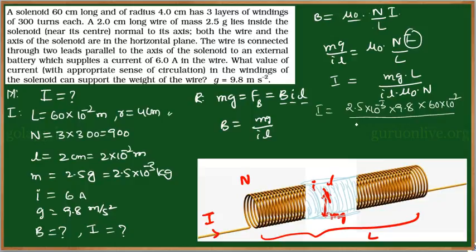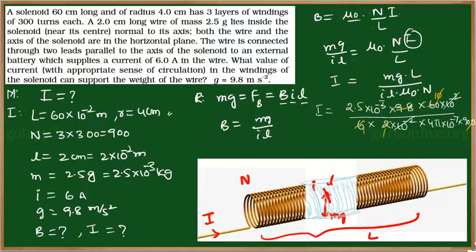I, small I, the current in the copper wire, 6 amperes, into the length of the copper wire, 2 into 10 to the power of minus 2, into mu naught, 4 pi into 10 to the power of minus 7, and the number of turns 900. So 10 to the power of minus 2 and 10 to the power of minus 2 cancel. 6 ones are 6, 6 tens are 10, and here 10.